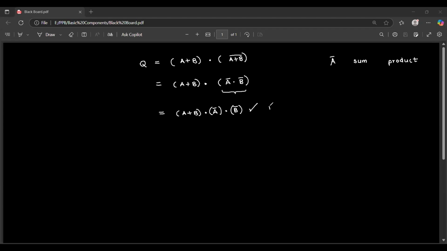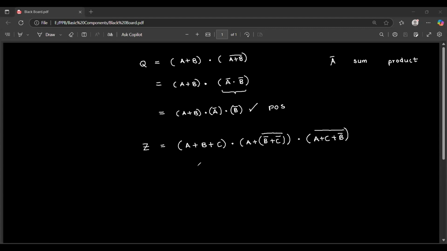This one is now in POS form. Let's say we have something like Z, and let's say that is given as (A + B + C) · (A + B̅ + C̅)̅ · (B̅ + C̅)̅ · (A + C + B̅)̅. Let's say this is what we have.